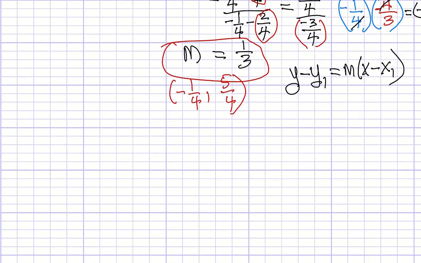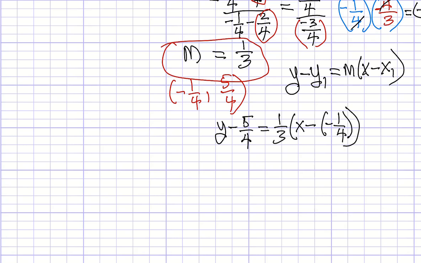So you put all this information, the slope and the point, and you get y minus 5 over 4 is equal to the slope, 1 over 3, times x minus, what is that? This is the x, right? Minus 1 over 4. Okay, and then we'll simplify things.